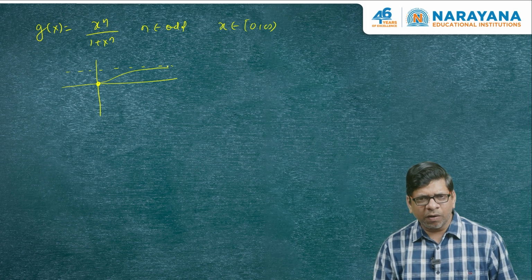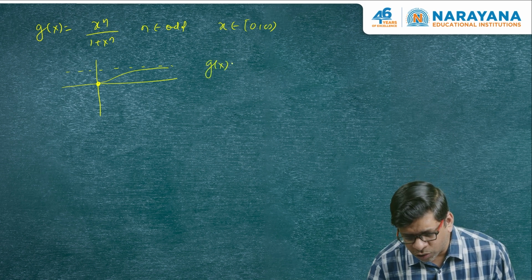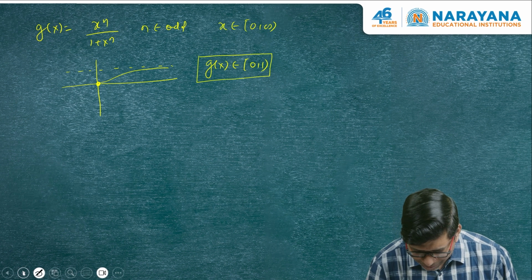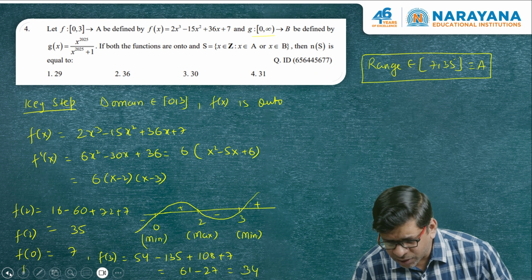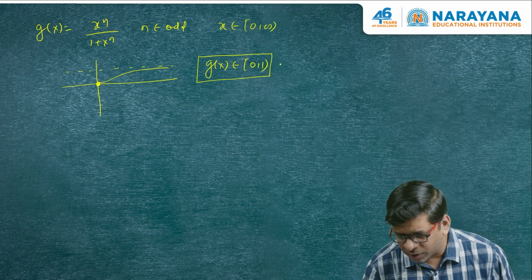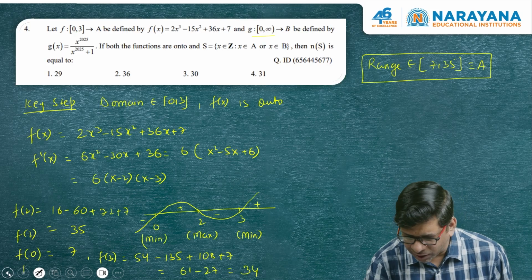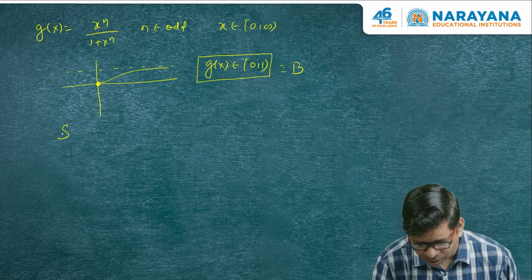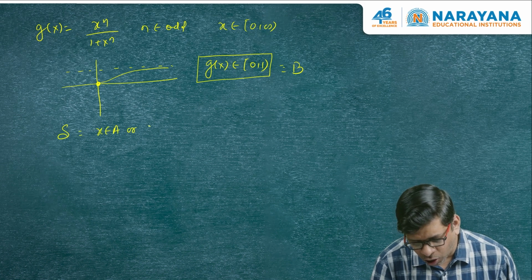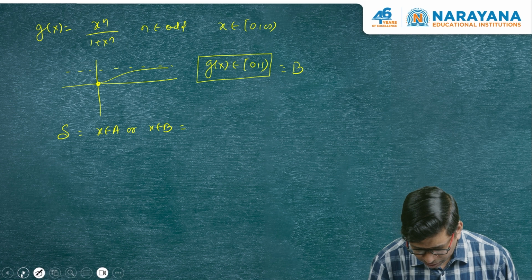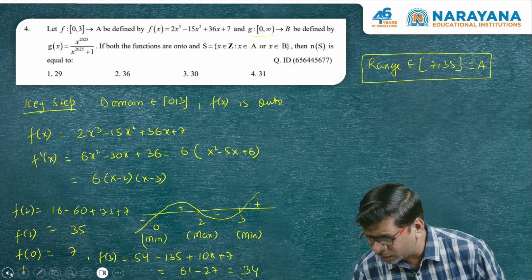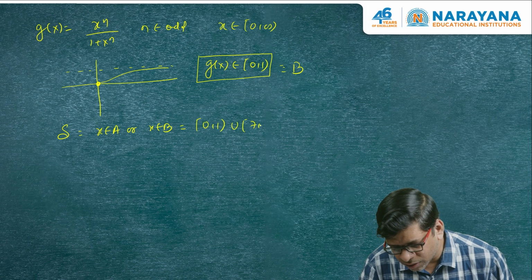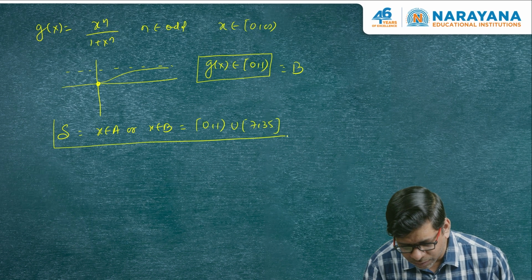We can check this nature with the help of the derivative of the curve. It means g of x belongs to closed 0 to open 1. That is the range of g of x. Now what they said in the question is, B is the codomain of this. So this is set B. Then they said set S is x belongs to A or x belongs to B. So what is set S? In A we got 7 to 35, and in B we are getting 0 to 1. So this becomes 0 to 1 union 7 to 35. This is your set S.